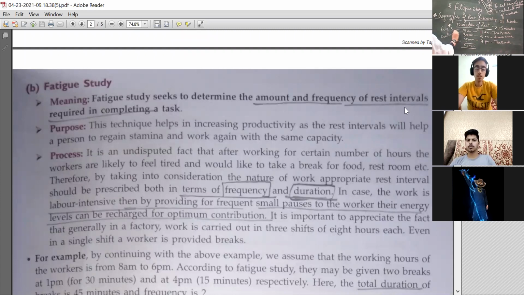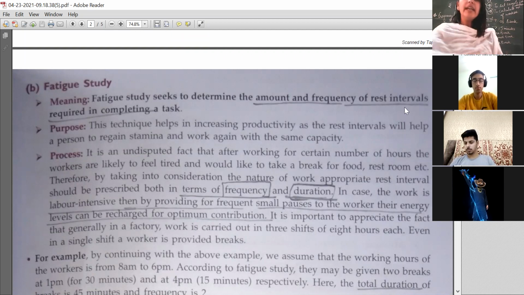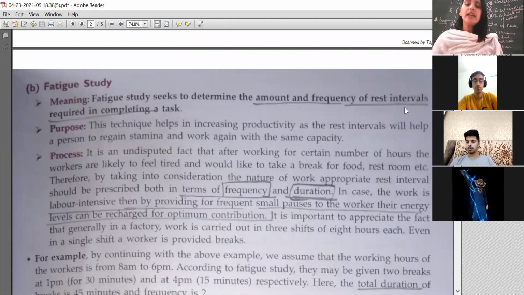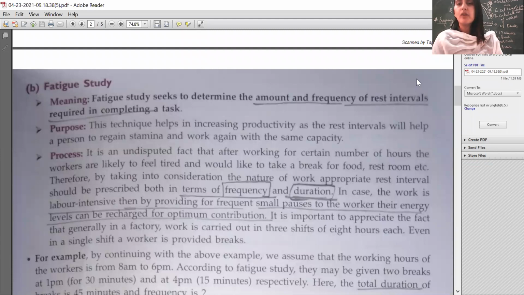So it varies from profession to profession. It varies from person to person. It varies from organization to organization, what will be the required frequency and duration of the break. Let's read it from here, this PDF. Fatigue study seeks to determine the amount and frequency of rest intervals required to complete a particular task. What is the purpose? This technique helps in increasing productivity, as the rest interval will help a person to regain its stamina and work again with the same capacity.